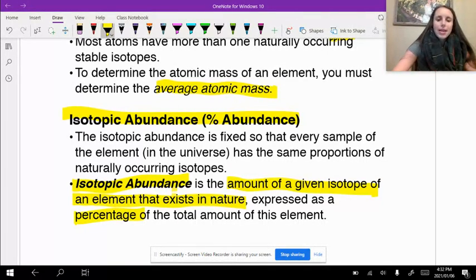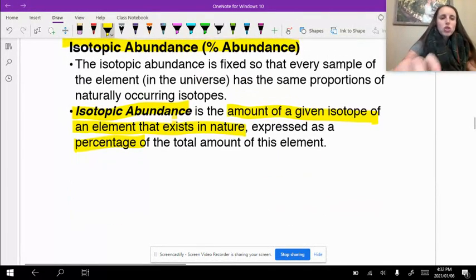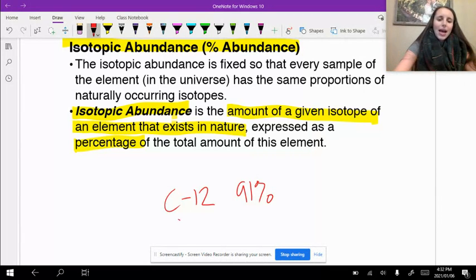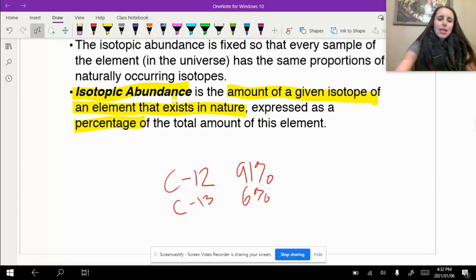So for example, let's go back to our carbon-12 example. Let's say, I'm just going to say C12. That means carbon atoms that weigh 12. Let's say that these represent 91% of the carbon population. Then you might have C13, a carbon that weighs 13. That might represent, let's say, 6% of the population. That's going to leave us with 3% of the population for carbon-14.